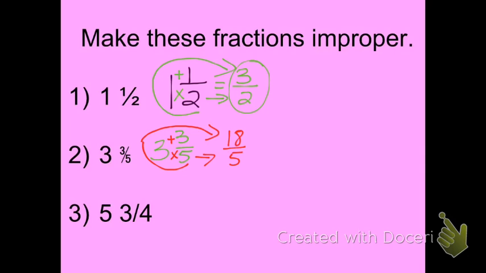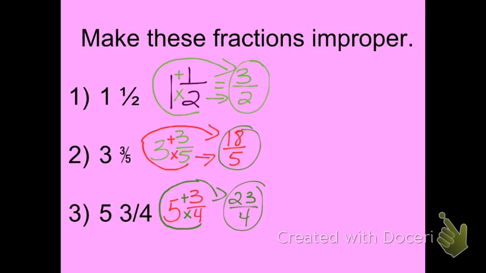One more. 5 3/4. We multiply which two numbers? 4 and 3. Close. 4 and 5. Multiply 4 and 5 around the world, remember. 5 times 4 is 20, plus 3 is 23 over 4.